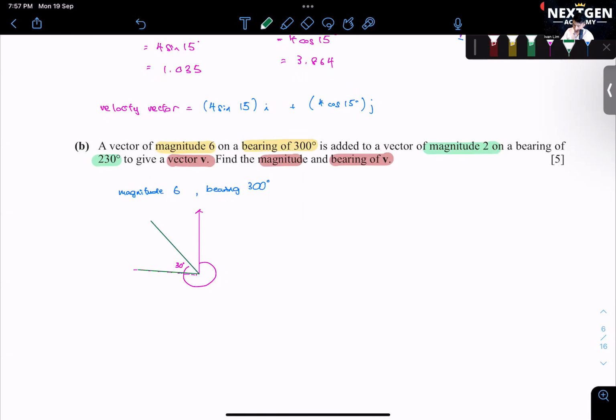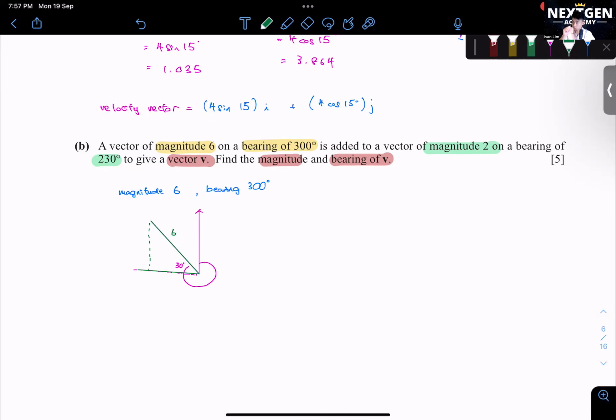Okay, so they say the magnitude is 6. So I need to find what is my x and y direction. You see, actually there's a shortcut to it. If you don't know what I am saying for this one, you need to go back to what I taught in vectors. Otherwise, you can just use SOHCAHTOA.